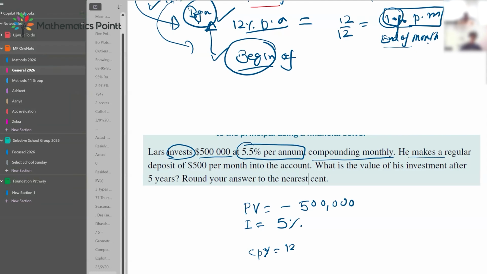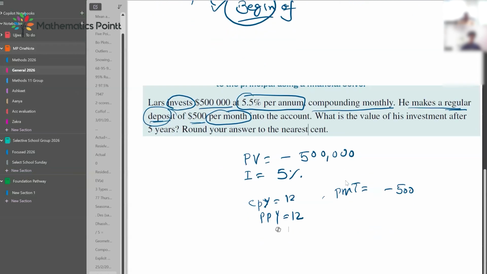He makes a regular deposit. He's shelling more money out of his pocket. How much? 500. Can you do PMT equals to, now this 500 is more going out, negative 500 because it's still flowing out of his account. And at what interval is he making this regular payment? Per month. Can you make your PPY as 12 as well? Because he's now doing monthly repayments.